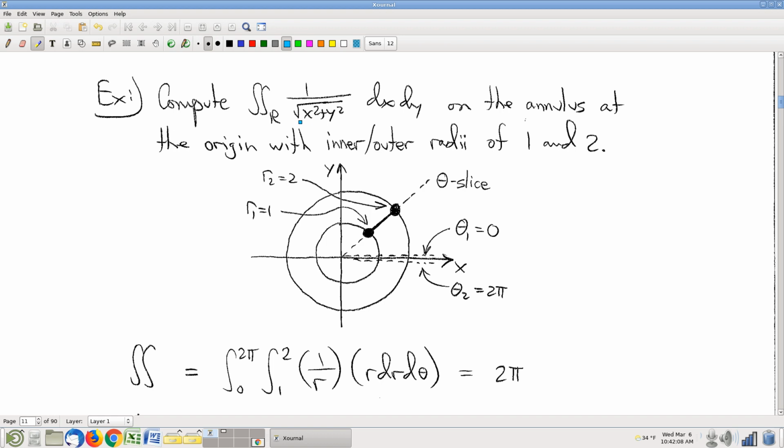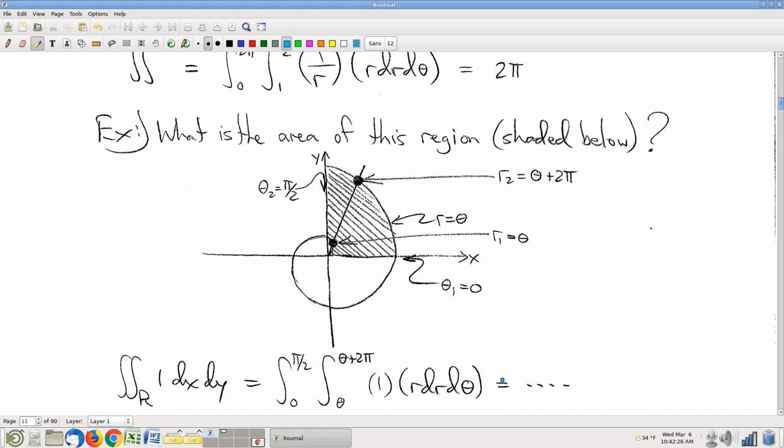Don't forget to convert your integrand into polar coordinates, and then look at the happiness that ensues. Those R's cancel, and you have effectively an integral of a constant over a rectangular bound. World's easiest integral. And the answer is 2 pi. That's very nice. Okay.